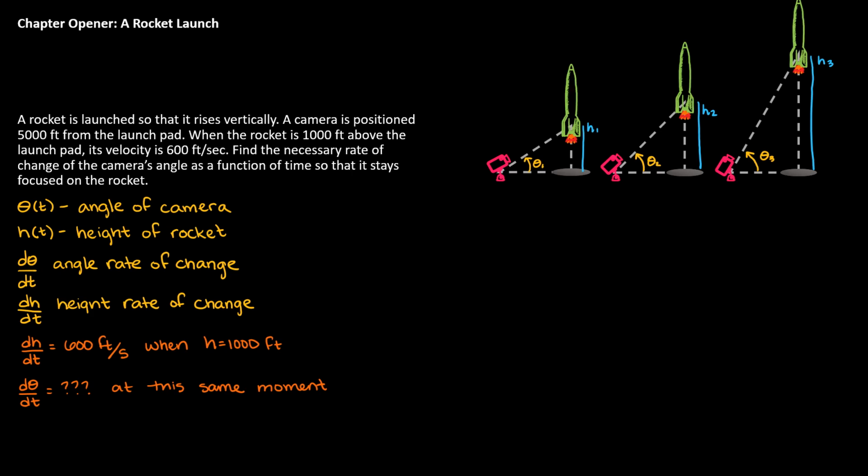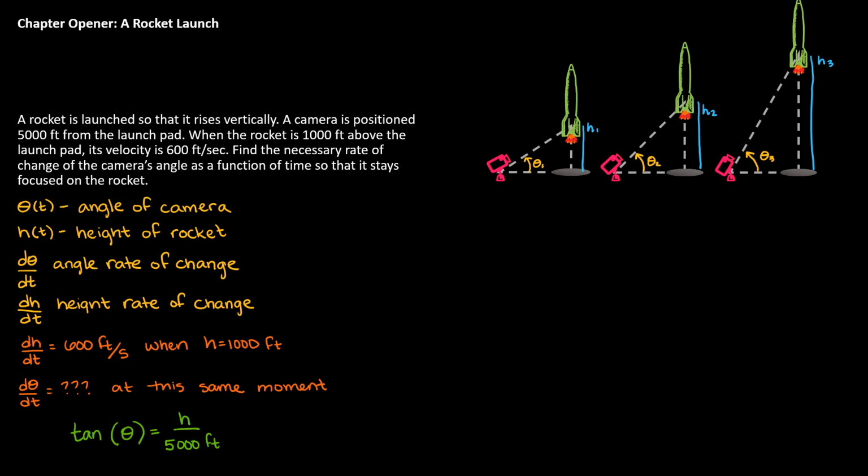There are a few different trig functions that I can think of, but there's one that works best here, and that is tangent. The reason being, we know that the camera is 5,000 feet away from the launch pad. So the side of the triangle that's on the bottom, that's the adjacent side to theta. We have that. We know that side. Tangent relates the opposite side to the adjacent side. So tangent's the perfect relationship here.